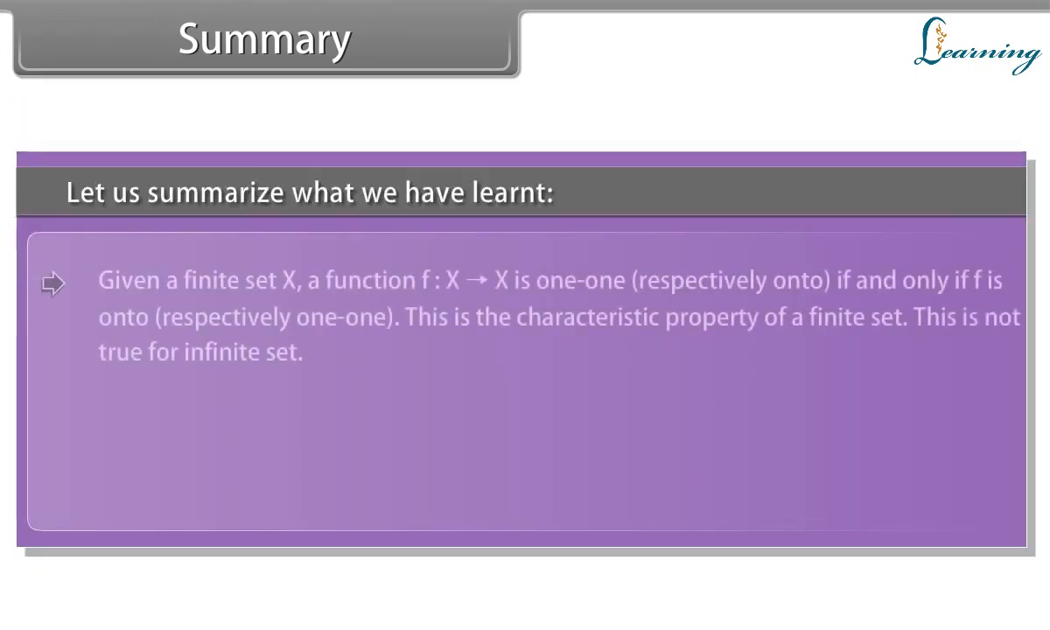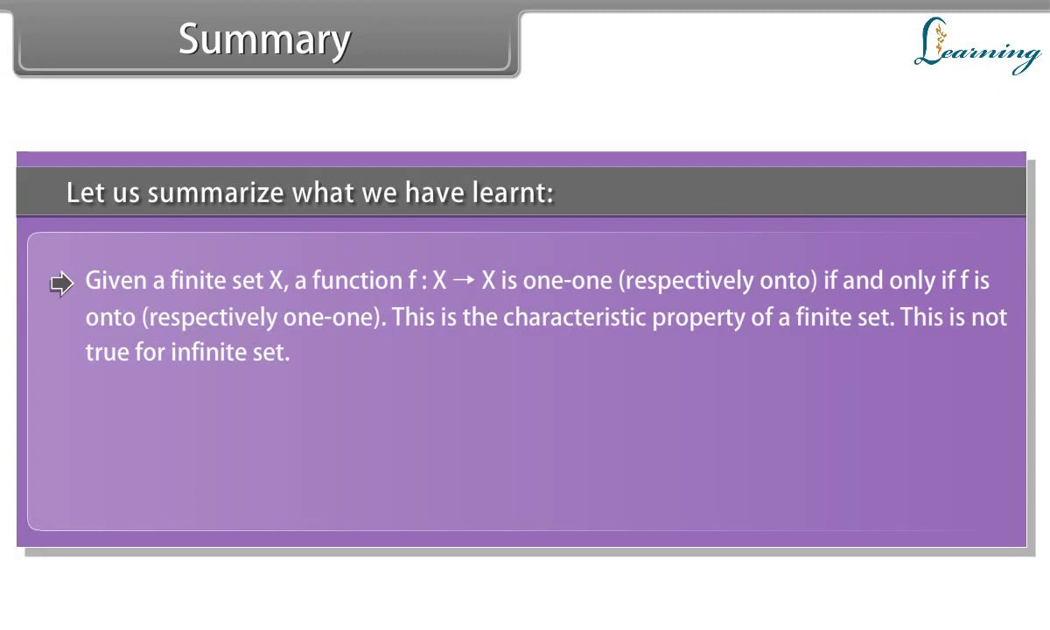Given a finite set X, a function f from X to X is 1-1 respectively onto if and only if f is onto respectively 1-1. This is the characteristic property of a finite set. This is not true for infinite set. A binary operation star on a set A is a function star from A cross A to A.